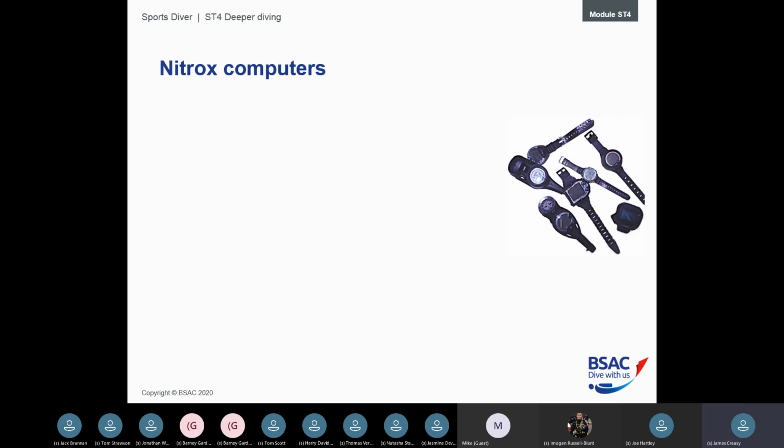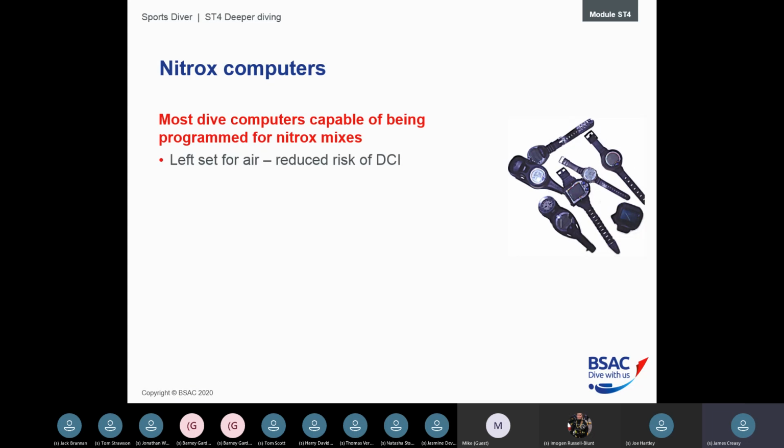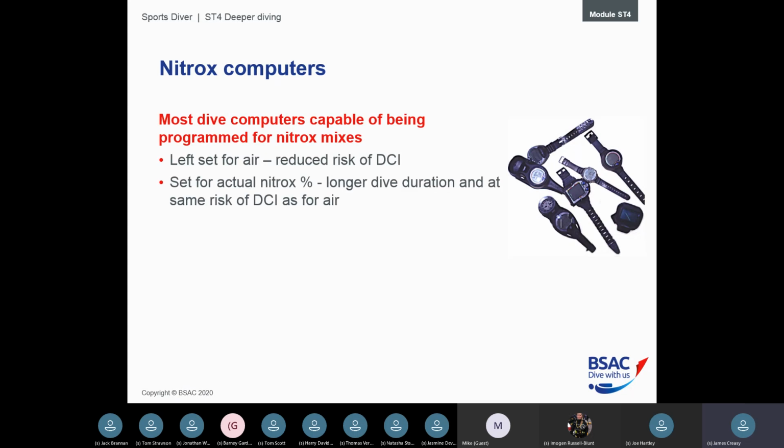You also get another type, nitrox computers. They're capable of being programmed for nitrox mixes because there are different amounts of nitrogen and oxygen in them. A lot of computers nowadays will work for both, but you just need to tell it what gas you're breathing. If you leave it set for air, that reduces the risk of DCI. However, that defeats the whole point of diving on nitrox. You're diving on it so that you can have fewer stops and spend longer at depth. So you want to actually change it and set it for your nitrox.